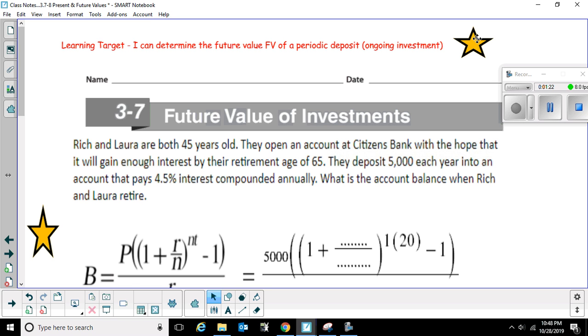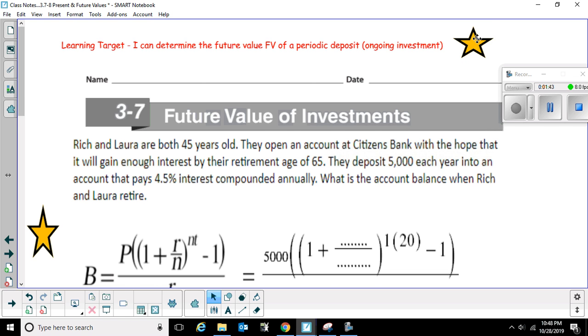And the thing to know is that in our previous lessons, we were talking about determining a value based on our compounding interest, but we were only making one deposit. Here, we're making multiple deposits over a period of time. So let's consider the first question.